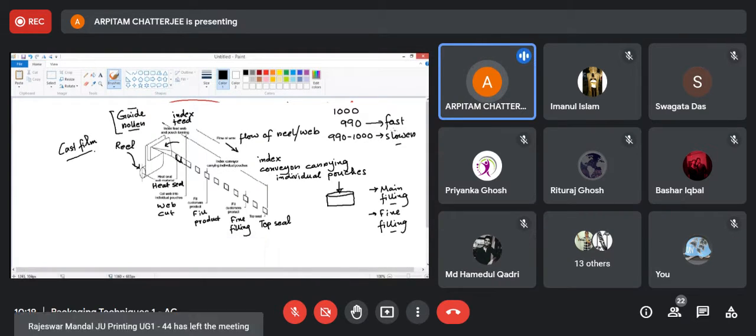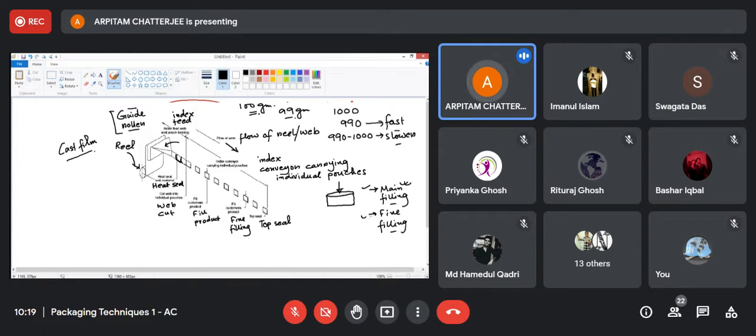Suppose you want to make a 100-gram pouch. Each pouch will contain 100 grams of product. Then maybe up to 99 grams will be filled by the main filling, and the rest 1 gram will be a bit of precision filling. That is what we call fine filling. By these two steps your filling happens, and once the filling is done, the top part of it gets sealed, and you get the pouch.